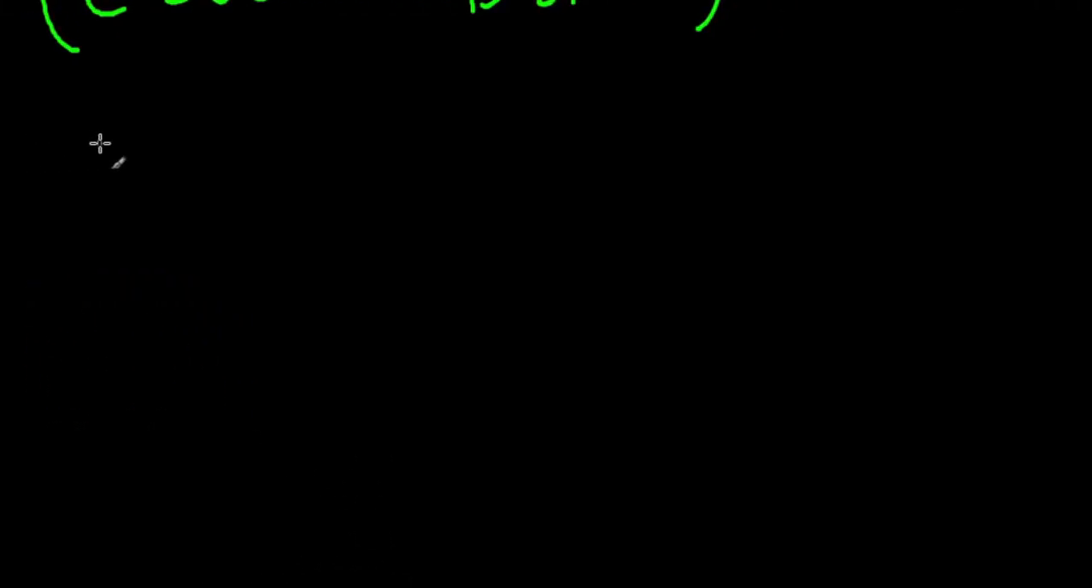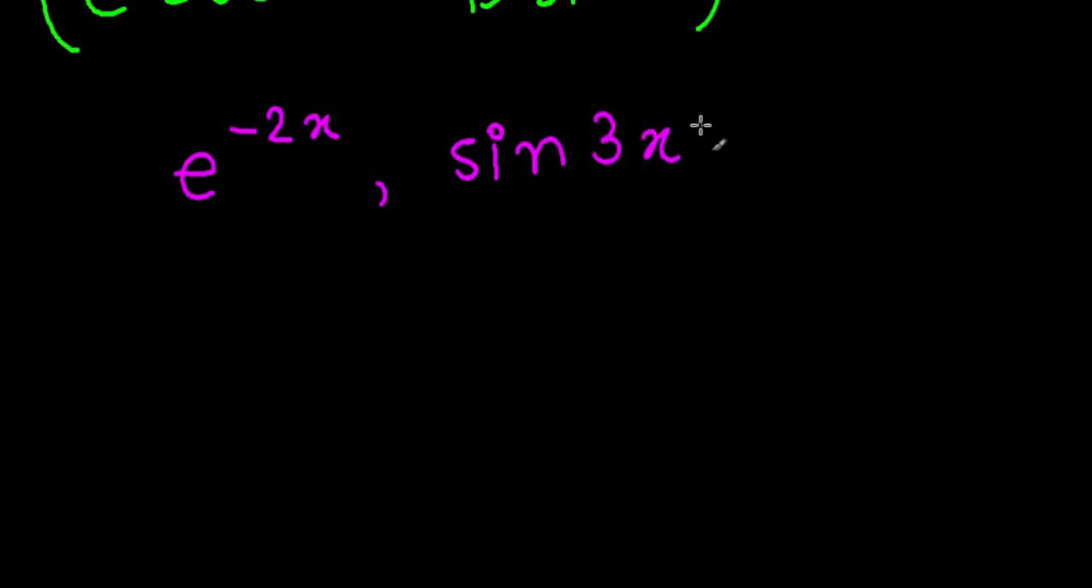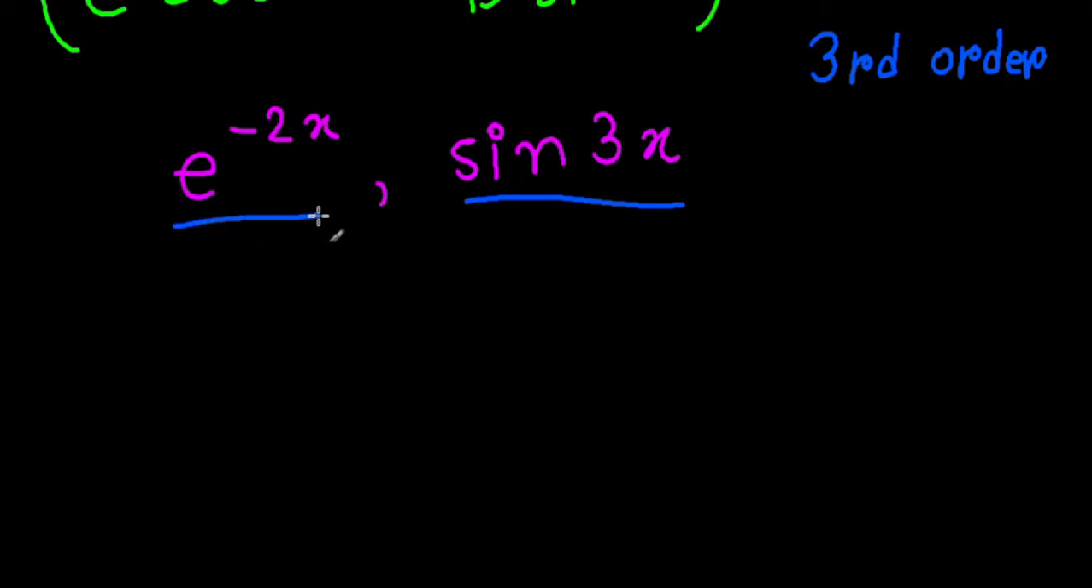So first one, I'll start simple. We are told that there's some third order linear homogeneous ODE with constant coefficients, and we are told that the function e to the minus 2x, and also the function sine of 3x, these two are solutions to that differential equation. So I'll actually write this down. This is third order, and these two we know for a fact are solutions.